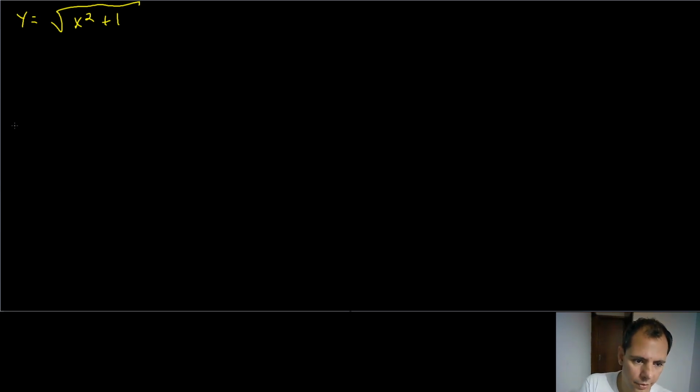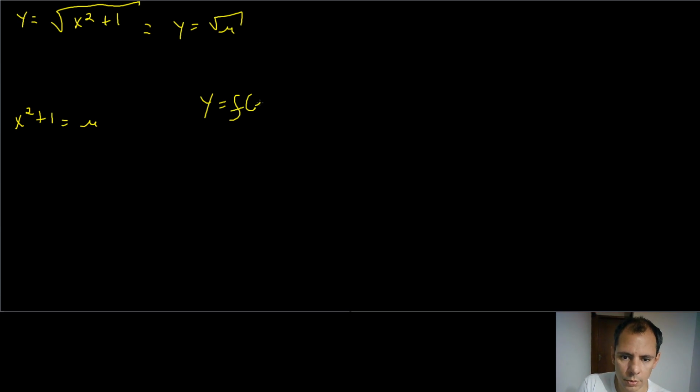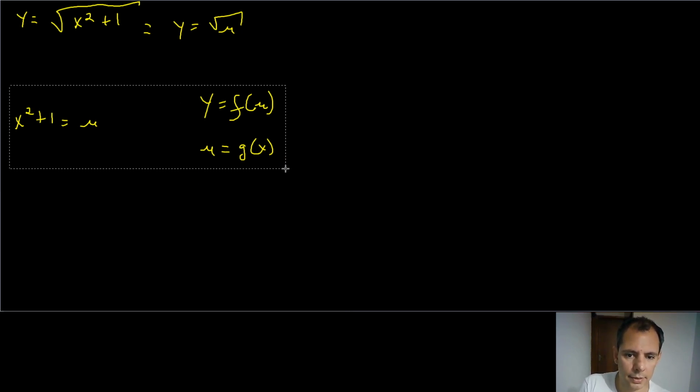You can think of x squared plus 1 equals u, and this y is the square root of u. So you can see that y is actually a function of u, okay? And u is a function of x. So how do you differentiate this stuff? Well, the way to differentiate this, like I told you, I'm just gonna drag these things down.